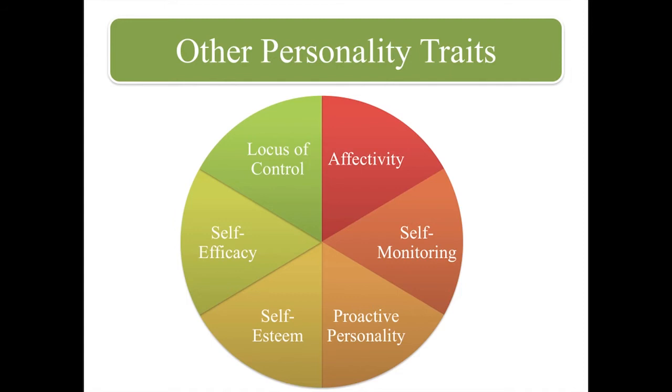Self-monitoring is how much an individual is able to tailor the presentation that they have of themselves in different situations. So if the situation calls for someone to be outgoing, they can be more outgoing. And if a situation calls for someone to be more thoughtful and reserved, they may be more thoughtful and reserved.